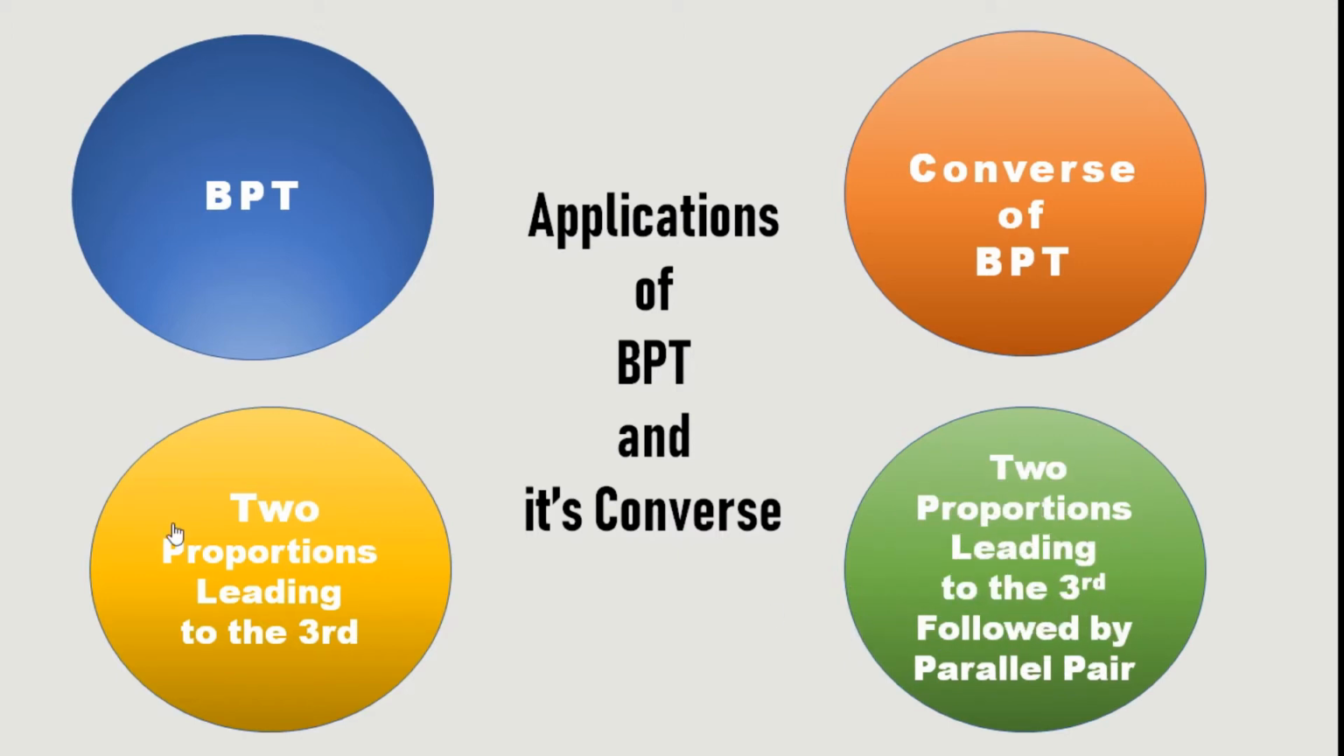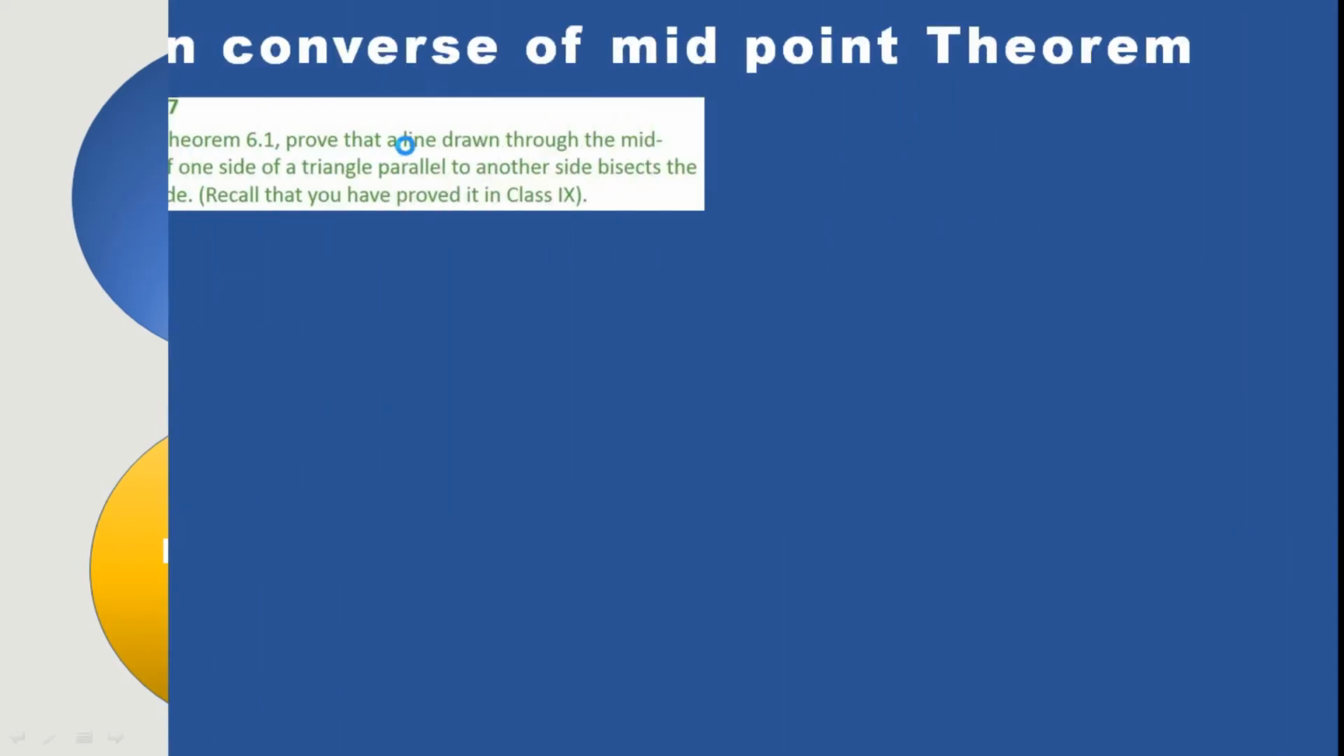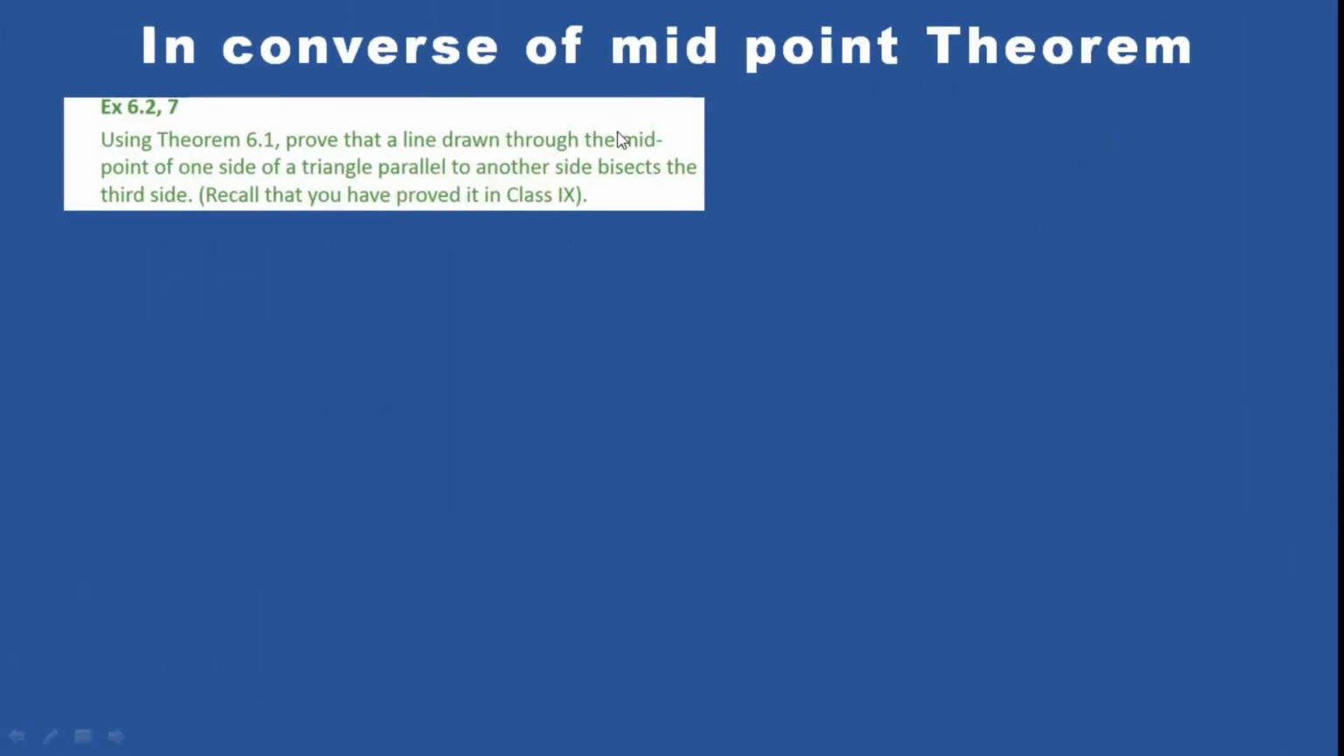Further, we are going to go a step ahead from this learning outcome and we are going to use the BPT and the converse of BPT together to prove a pair of lines parallel. So beginning with the applications which are only involving BPT, it is applied to prove the converse of midpoint theorem, implying we are using BPT to prove the converse of midpoint theorem that we have done in class 9.